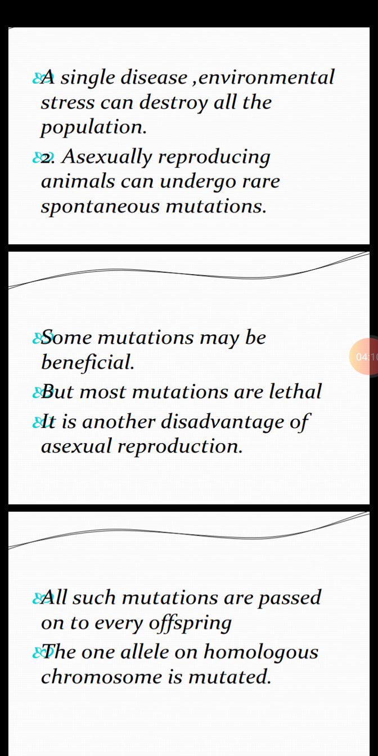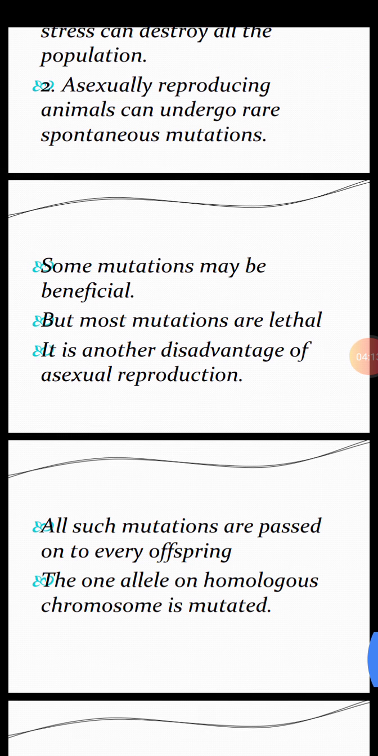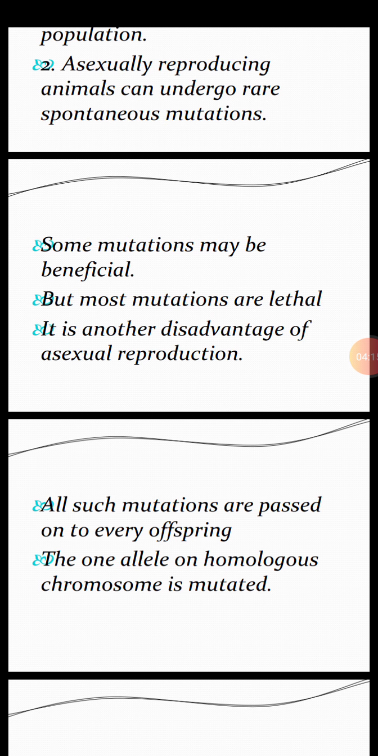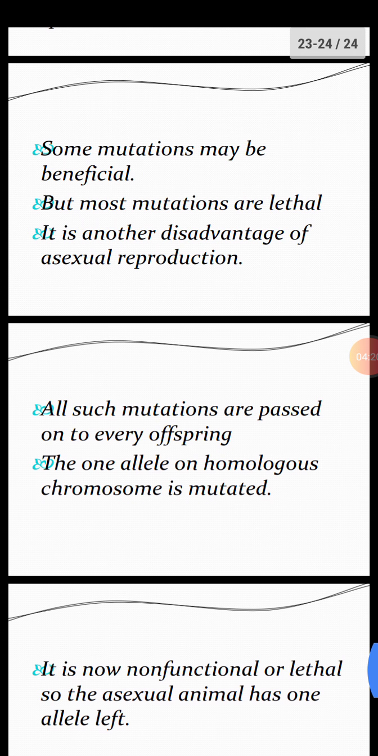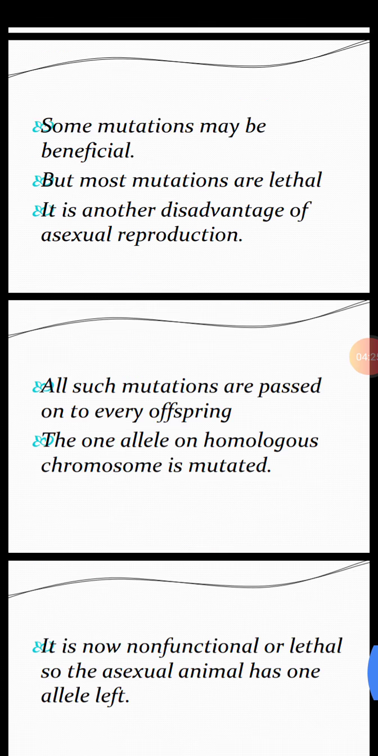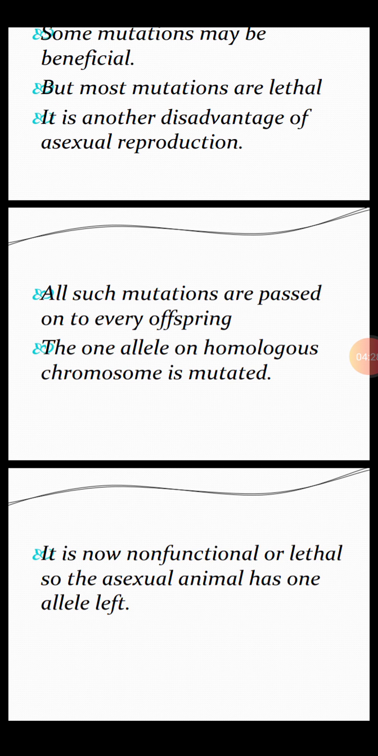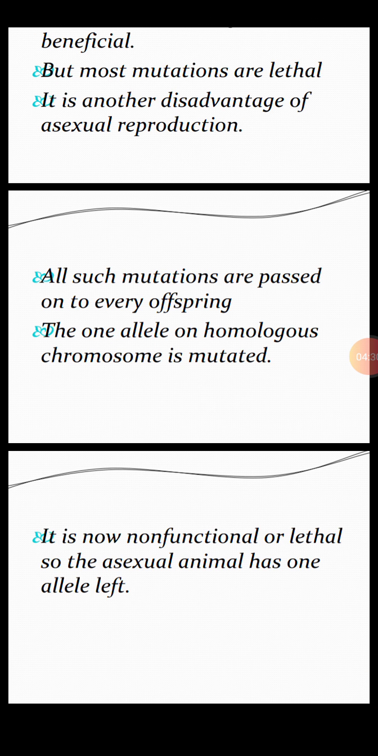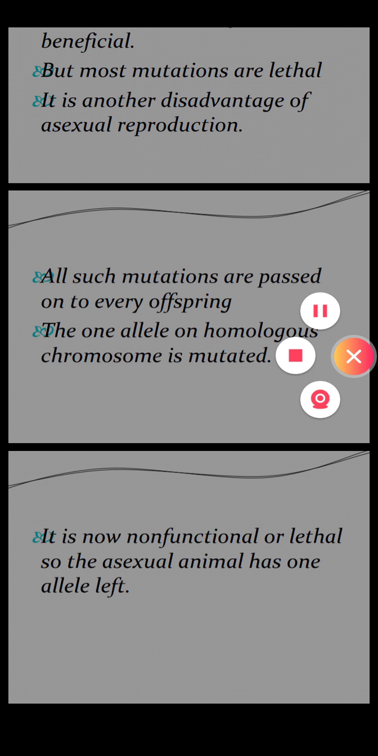Asexually reproducing animals can undergo rare spontaneous mutations. Mutation, as you know, is a change in a tiny part of DNA. Some mutations may be beneficial, but most mutations are lethal or dangerous for life. It is another disadvantage of asexual reproduction. All such mutations are passed on to every offspring in the generation. If one allele on a homologous chromosome is mutated, then it becomes non-functional, lethal, or harmful to the asexual animal, and it has only one allele left.